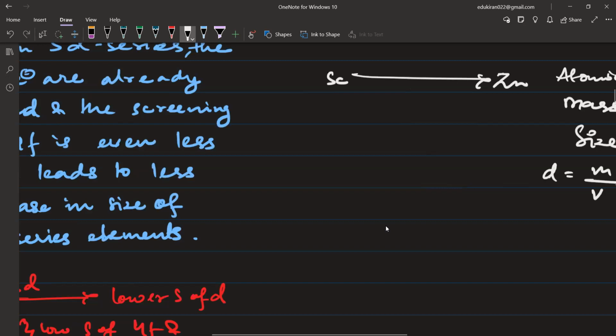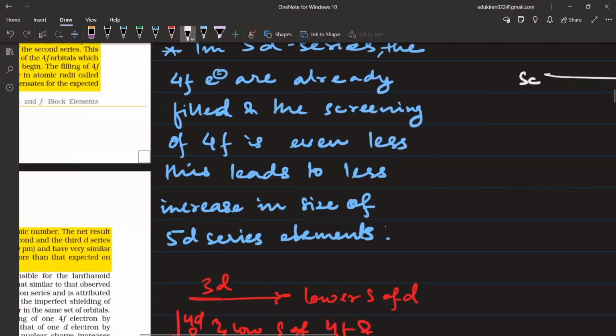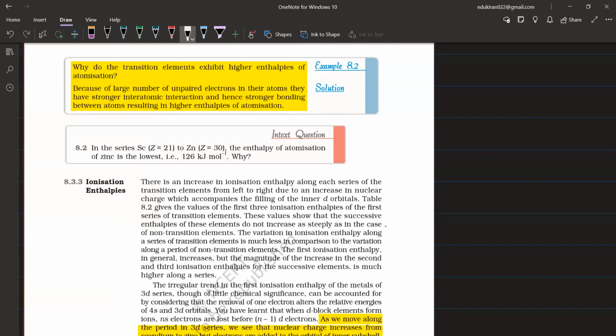Let's see next. यहाँ पे देखिए इन्होंने पूछा हुआ है why do transition elements exhibit higher enthalpies of atomization? क्यों higher enthalpy of atomization होता है? Because they have a high number of unpaired electrons. जहाँ पे ज्यादा unpaired electrons होंगे, they will have stronger interatomic interaction and stronger bonding. Okay, तो जब आपके पास enthalpies की बात आएगी तो आप किसको देखेंगे? Number of unpaired electrons को देखेंगे। Similarly जब melting point की बात आएगी तब भी number of unpaired electrons को देखेंगे, D5 को छोड़ के.